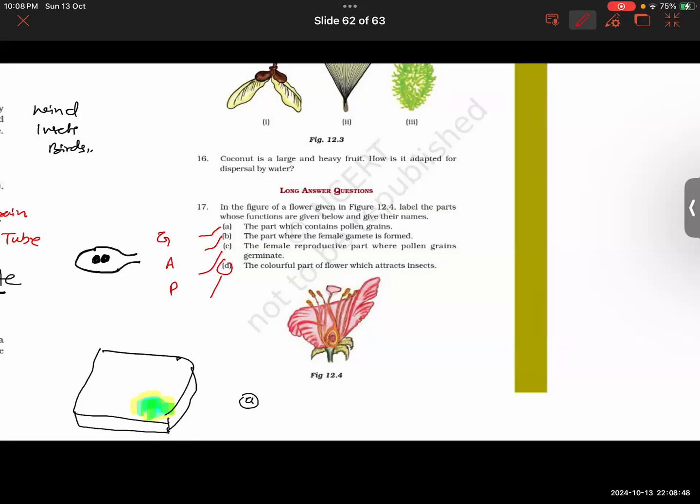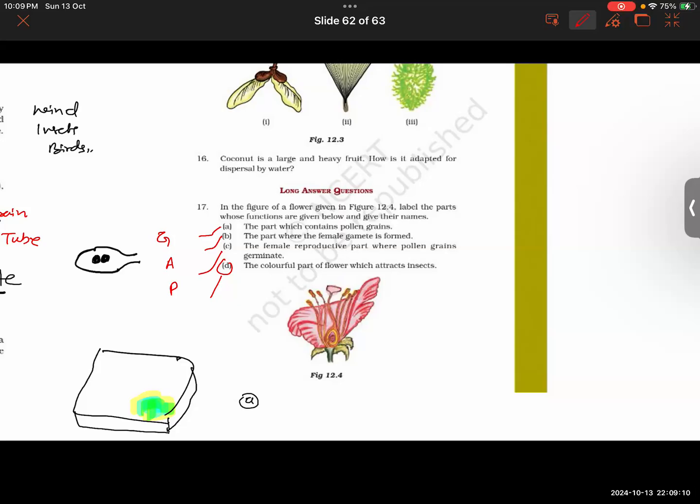The part which contains pollen grains. Sir, stigma. The part which contains pollen grains. You are saying stigma. No, sir. Ovary. Ovary contains pollen grain. Be careful in this.